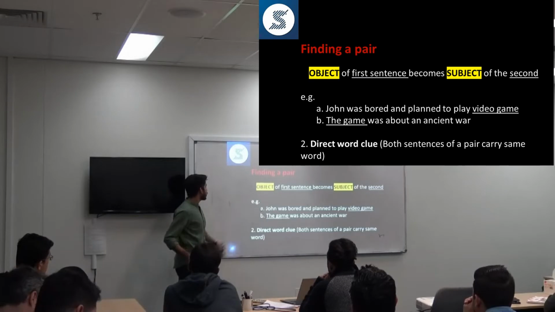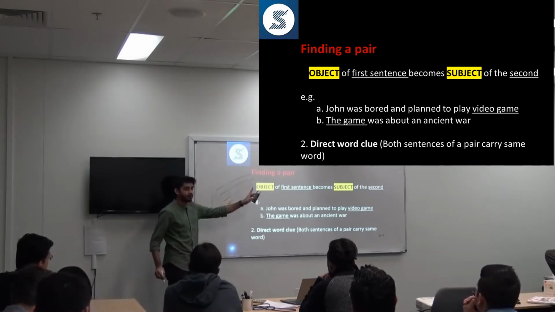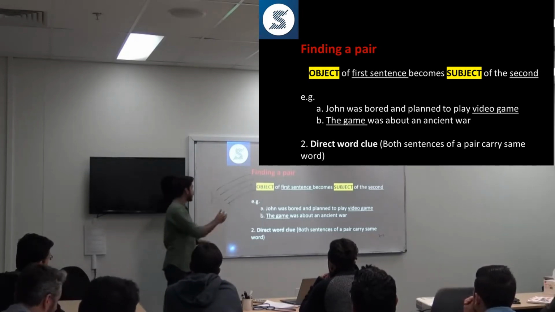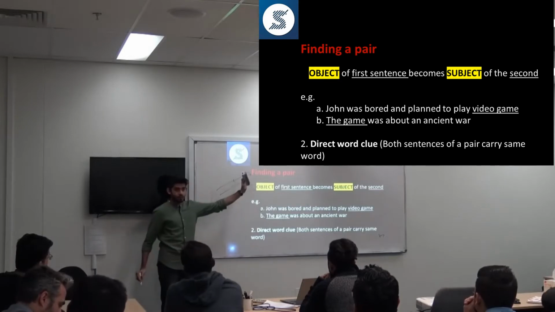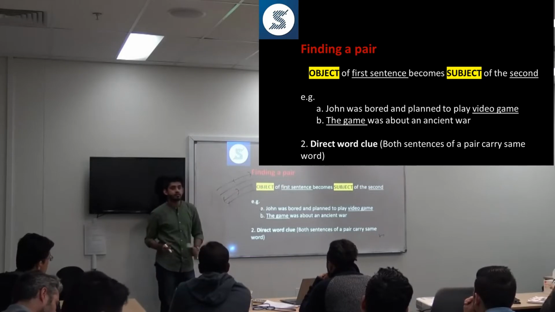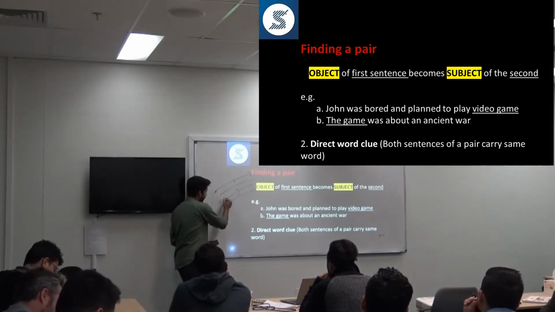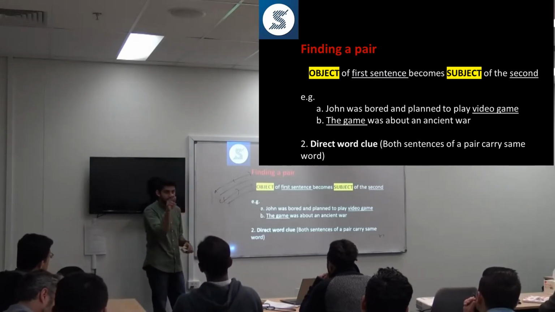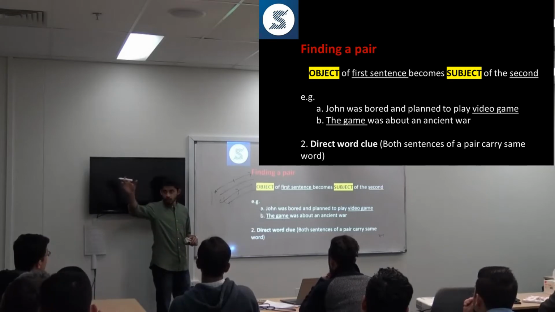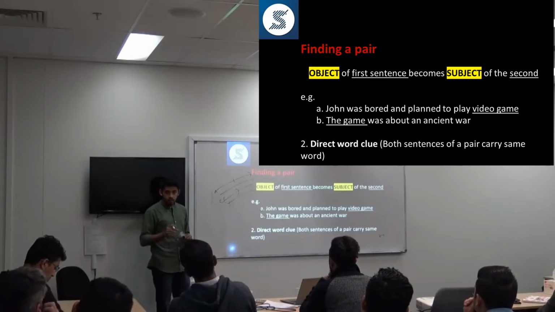Not only subject and object, sometimes the second half of one sentence can be the first half of another sentence. Some parts of the second half can be the first half of the other sentence. In that case, you know that A and C is a pair. So when you skim, if you find the same types of words repeated, one in the last part of sentence A, and the other at the very beginning of sentence C, you know that A and C is a pair.